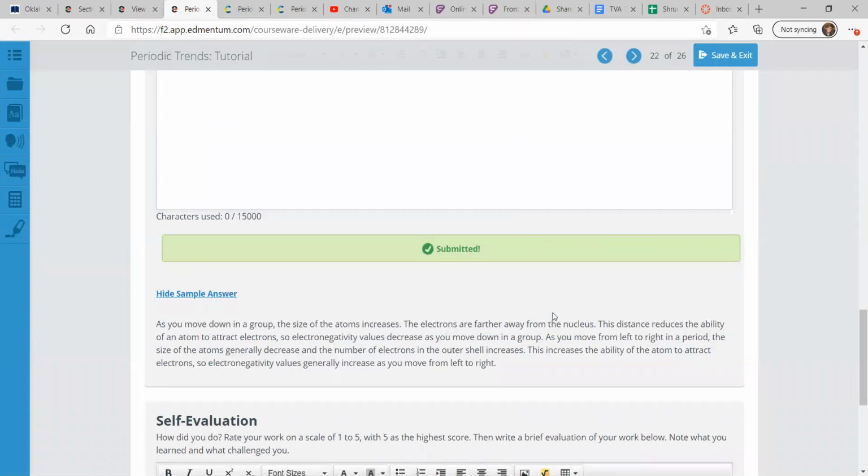As you move down in a group, the size of the atoms increases. The electrons are farther away from the nucleus. The distance reduces the ability of an atom to attract electrons. So electronegativity values decrease as you move down in a group. As you move from left to right in a period, the size of the atoms generally decreases and the number of electrons in the outer shell increases. This increases the ability of the atom to attract electrons. So electronegativity values generally increase as you move from left to right.